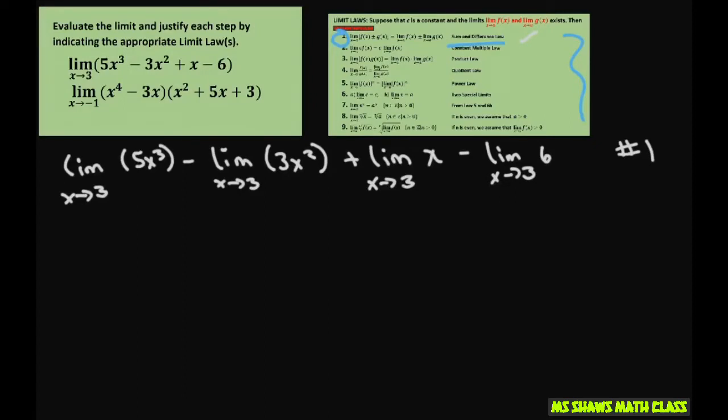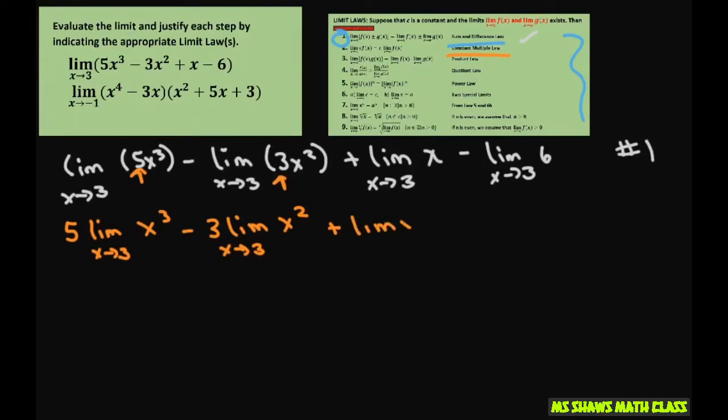All right. Second step, let's use our constant multiple law. What that means is, you see this 5 and this 3, these are constants. We're going to pull them out front. So that's going to be 5 times the limit as x approaches 3 of x cubed minus 3 times the limit as x approaches 3 of x squared, and then we just copy the rest of these down. Limit of 6 as x approaches 3, and we use number 2.